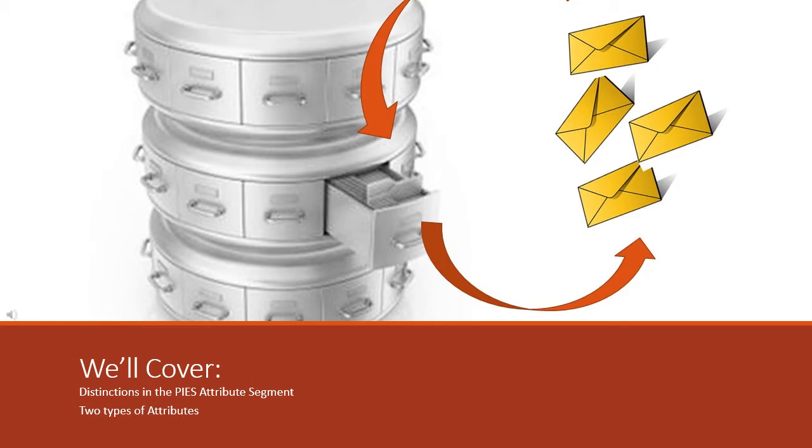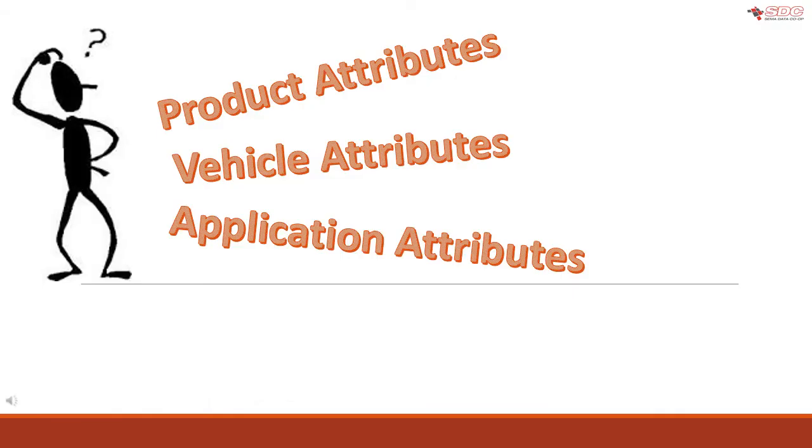In this attributes video, we'll cover the distinctions in the PIES attribute segment and the two types of attributes we can use within the standards. When we speak about attributes in our industry, it can get a little confusing because the word is broad and it's used in a few different ways. There are attributes of a vehicle or attributes of an application. There's even attributes of a product. And in this video, this is what we'll be referring to. So this is information such as color, material, performance, or something unique about how it fits, such as the surface type or the bolt hole quantity.